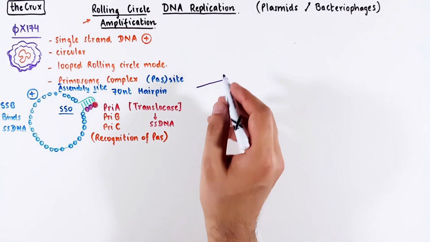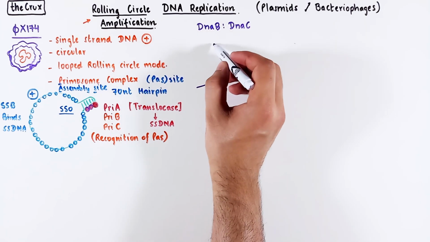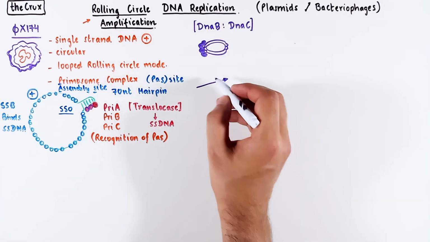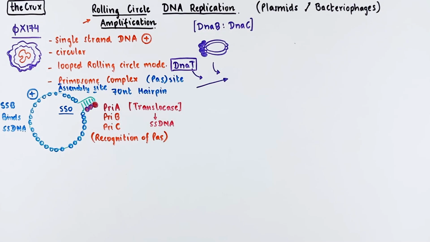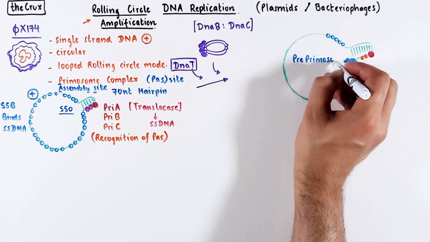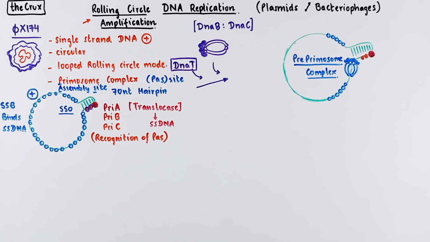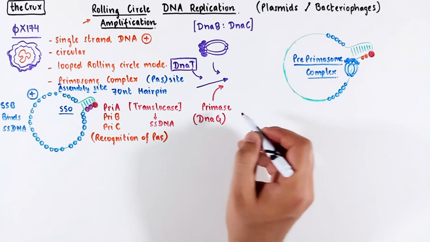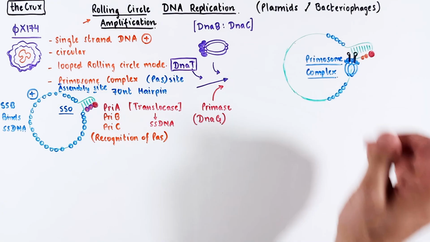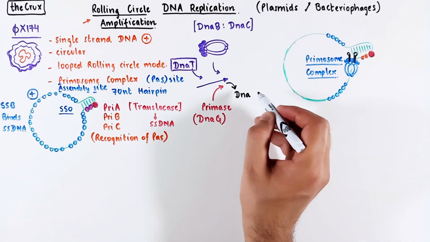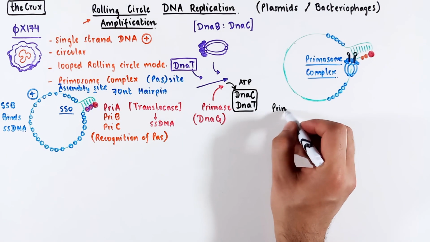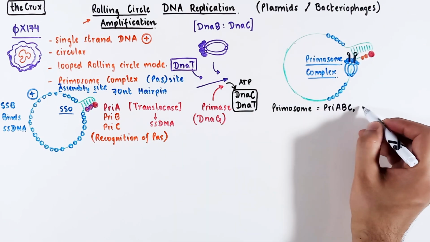To this SSO, the DNA B and DNA C complex, which is the helicase and its loader protein, join. This occurs with another loader protein called DNA T. And all these proteins bind to the pre-A, B, and C to form the pre-primosome complex. The equilibrium then shifts forward when the primase also comes in and binds to the helicase. This converts this structure to a functional primosome complex. After loading the helicase, the loader proteins are released from this complex. So the primosome is a complex of three primosomal proteins, the helicase and the primase.